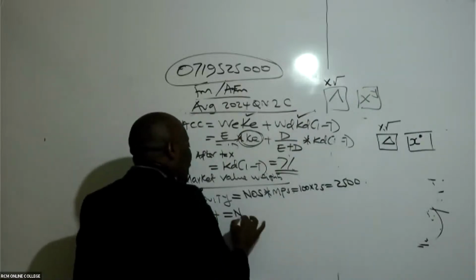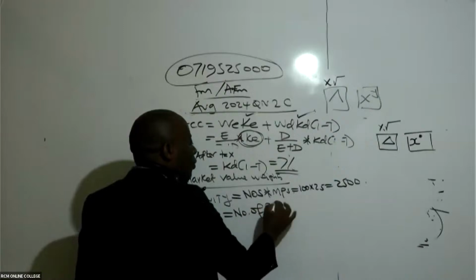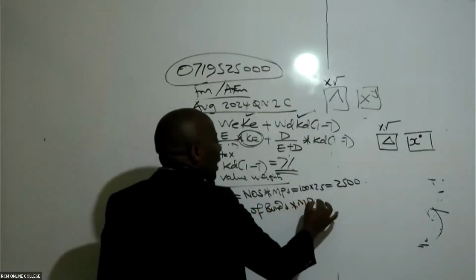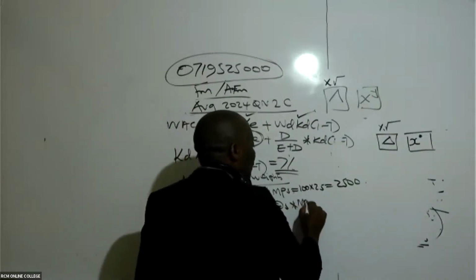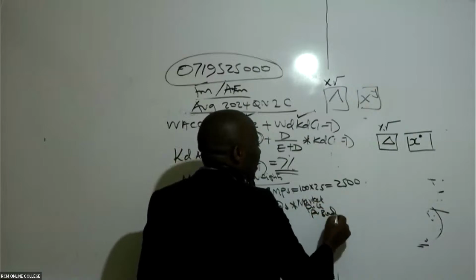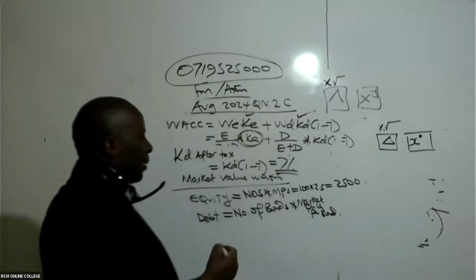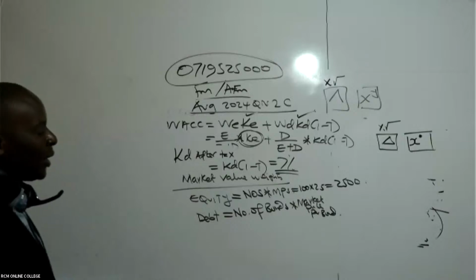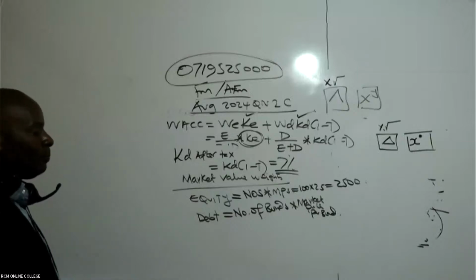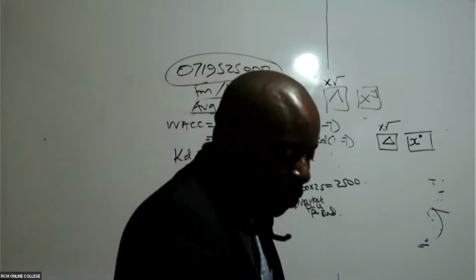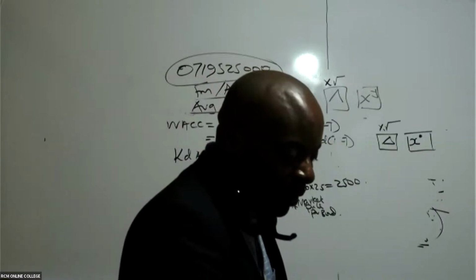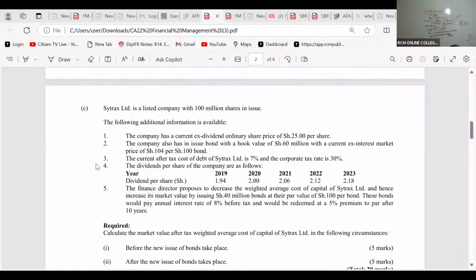So for the debt, normally we take number of bonds times market price per bond. So take number of bonds, number of debt instruments, times market price per bond. So have they given me number of bonds in the question? Let me see. How I wish you were that lucky, like for shares, they gave us number of shares. Here they haven't given me, but I will not kill myself because I know how to calculate this.